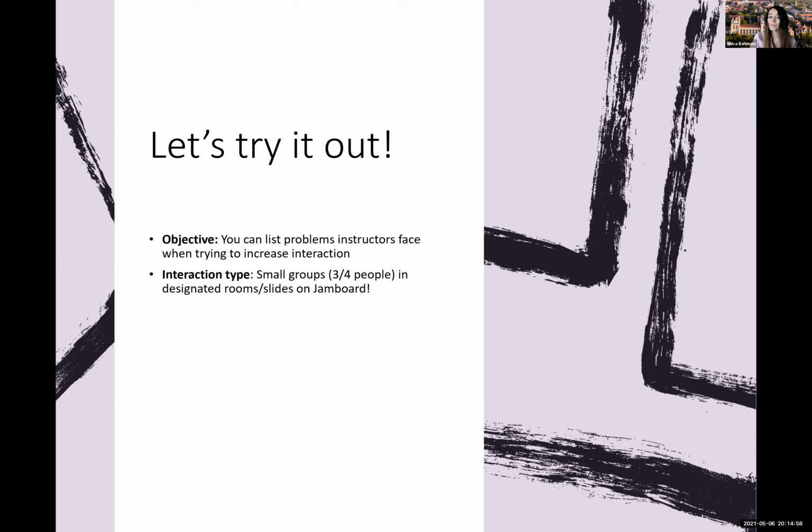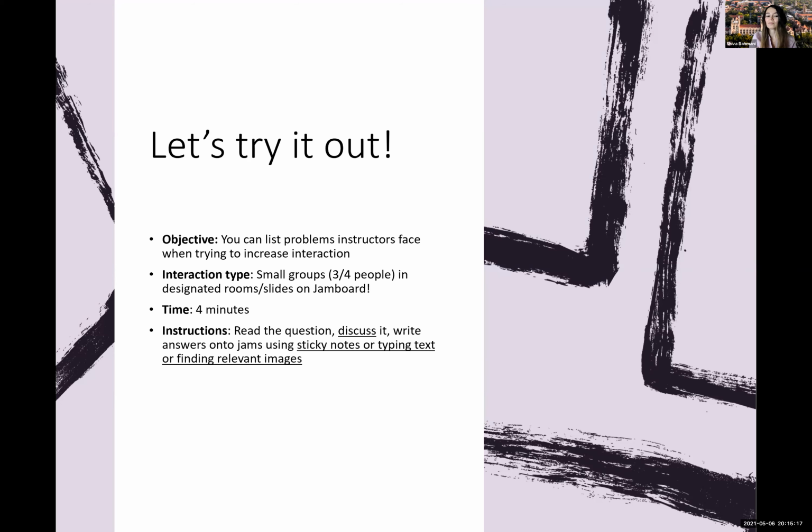And the interaction type is you're going to do that in small groups, 3 to 4 people. Perhaps if you can even turn on your camera, but if it has been disabled by the host, you don't have to, but definitely you would need to turn on your microphones. And you have 4 minutes for this activity. The instructions are as follows, and I will walk you through to show you how you can use the tool.